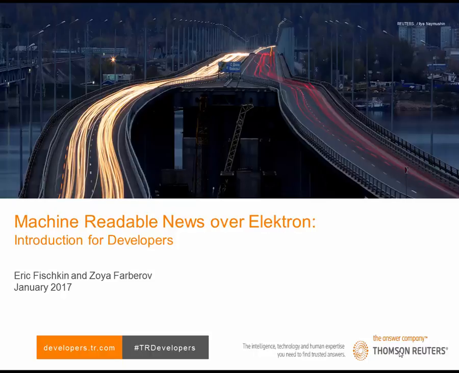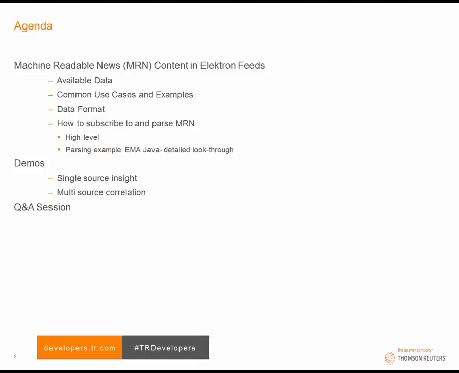Today we'll discuss machine-readable news content available over our Elektron platform, which you can access with the standard EMA and ETA APIs. Here is our agenda for today's webinar. I'll discuss the machine-readable news data available over Elektron, use cases, and some examples. As an FYI, there are some other MRN content sets that are not available over Elektron, and those are out of scope for this webinar.